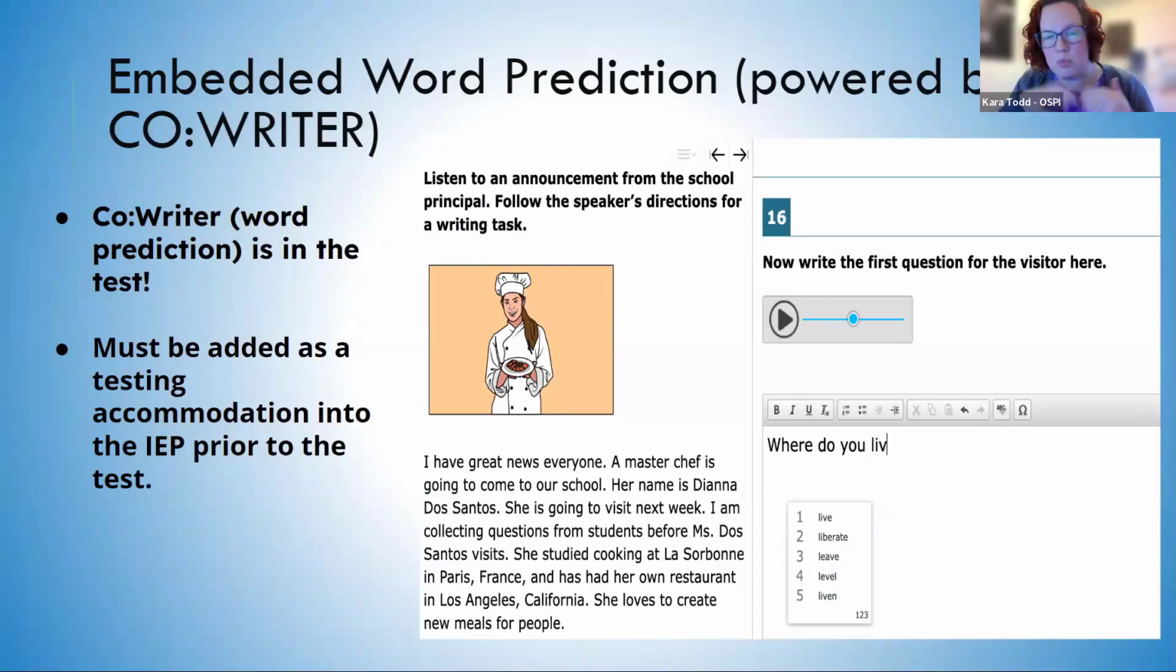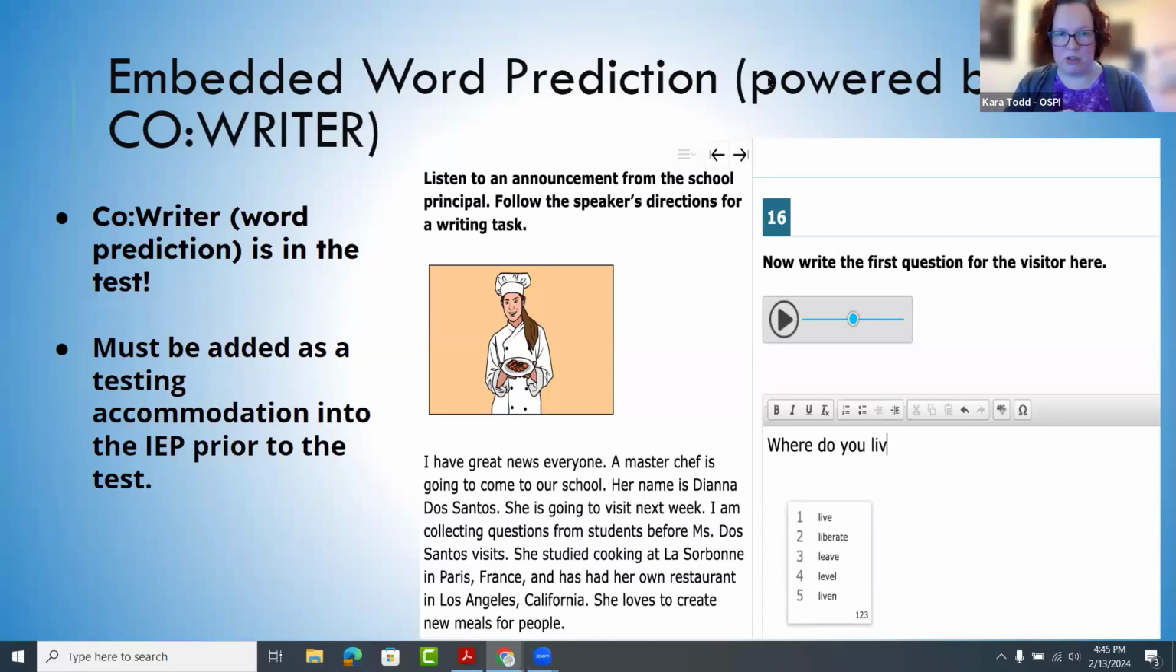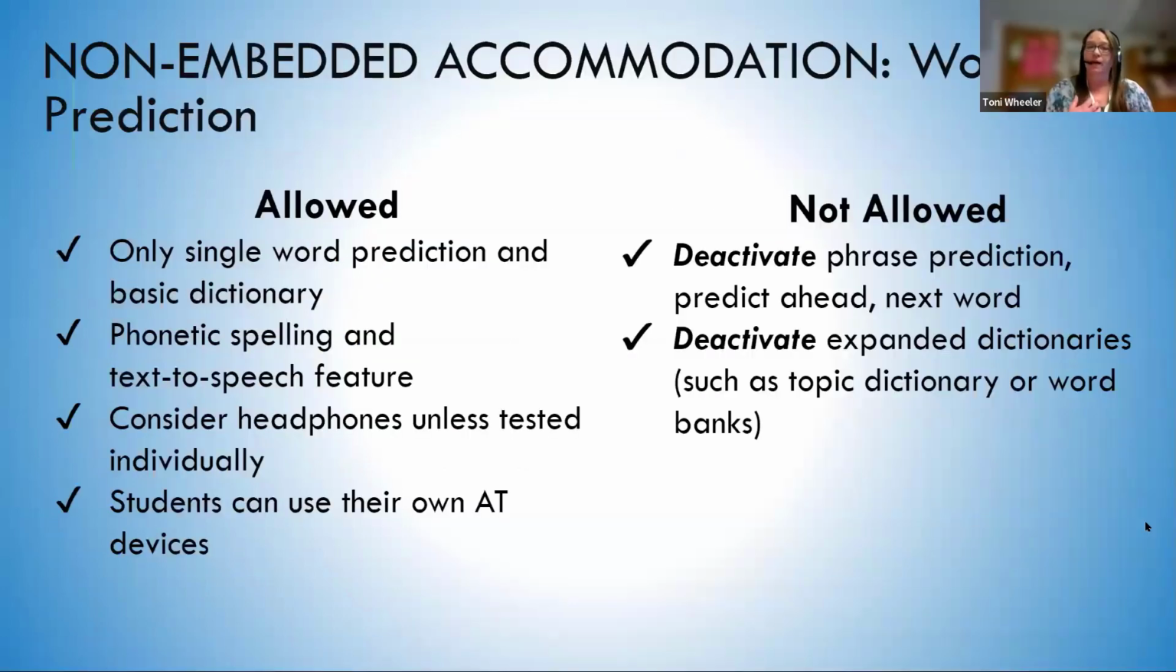The embedded word prediction tool is actually by CoWriter. They worked with Cambium to embed the CoWriter word prediction within the system. So please know that if a student is using CoWriter in the classroom on their machine, that CoWriter is not going to talk to the secure browser. Anything the student has done in that is not going to go into the secure browser. But how it works with the numbers and such should be familiar to students who have been using CoWriter in other programs.